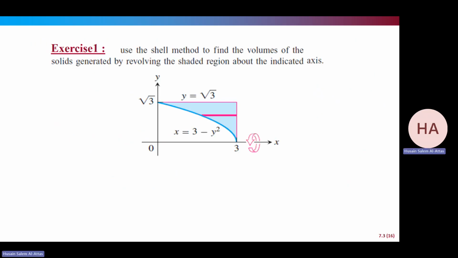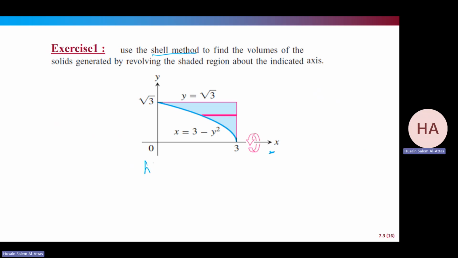Now he's saying use the shell method to find the volume of the solid generated along the shaded region. And you want me to use the shell method. I have the graph ready. So what will be, and about what? About the x-axis. So I'm doing it parallel to the x-axis.